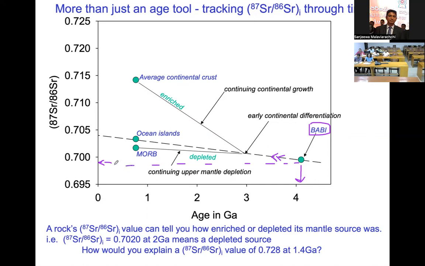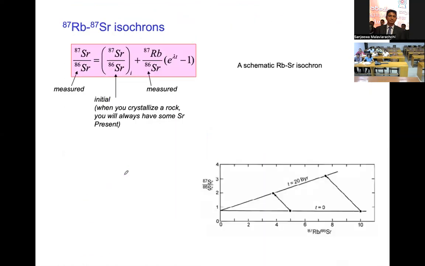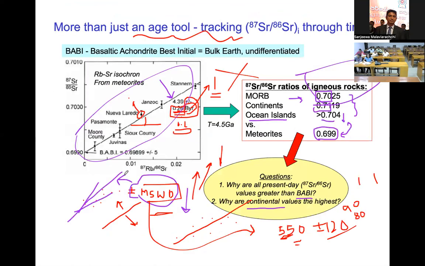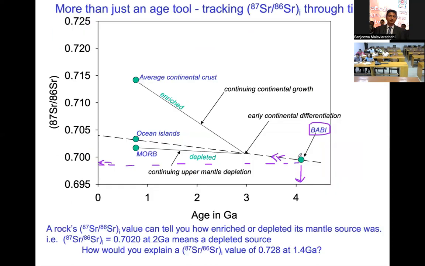What is that value? Here you have it. 0.699. That is the initial composition. So you have the 0.699 here. That is the initial composition at the time of formation of our planet.